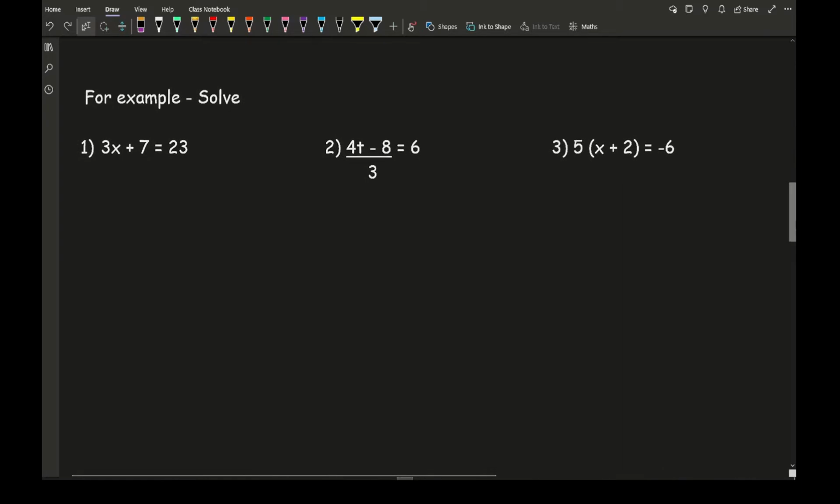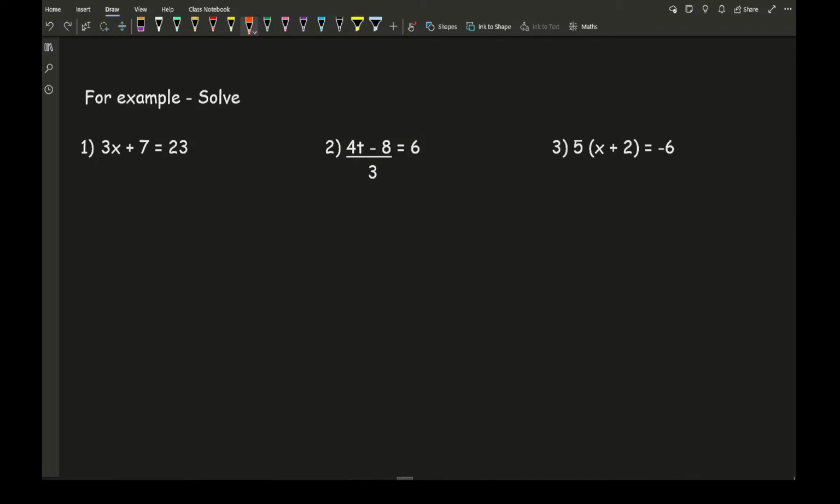When you are given a solving equation, you tend to find that you've only got one letter. Often that's x, but it could be any other letter. Your final answer needs to look like x equals. So if you're looking at question 1, it's 3x plus 7 equals 23. I need to work out what the value of x is for this equation to be true, and my final answer should be x equals, thus making x the subject. To do this, I need to get rid of the plus 7. It's kind of like doing reverse BIDMAS.